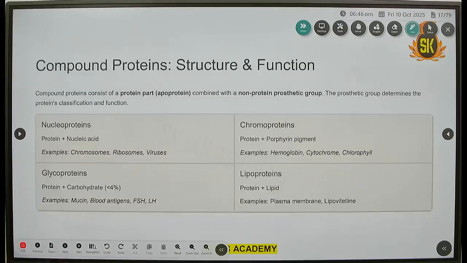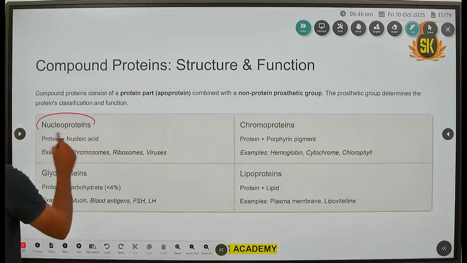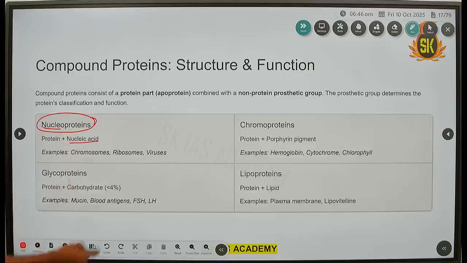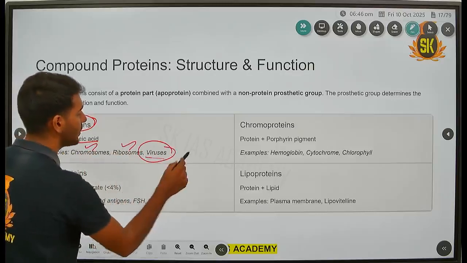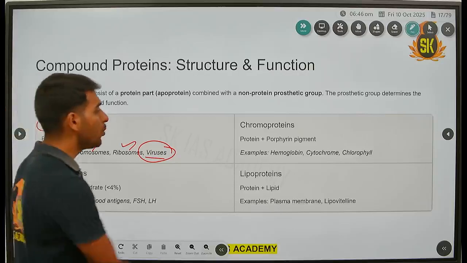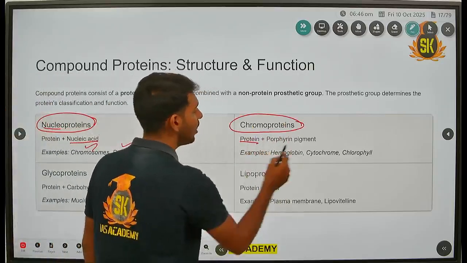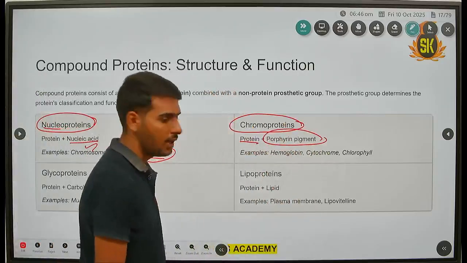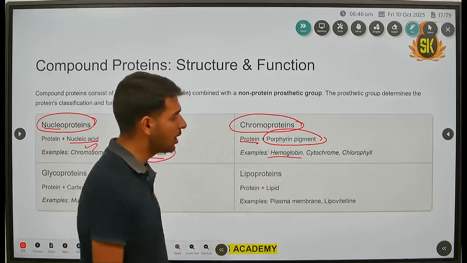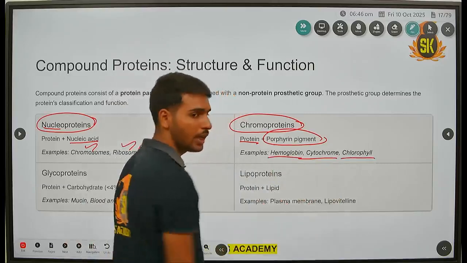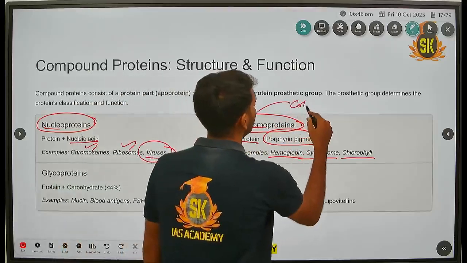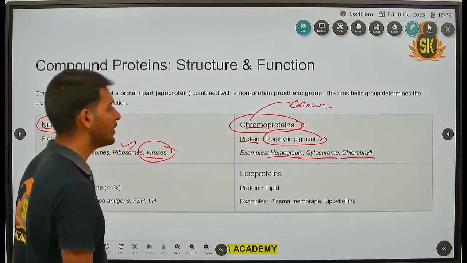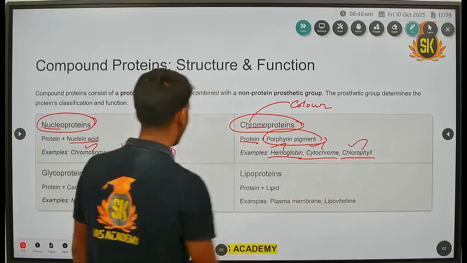Now we'll move on to compound proteins, structure and function. Nucleoprotein: nucleic acid is present with the protein. We have chromosomes, ribosomes, and viruses are also included here. Chromoproteins: protein plus a porphyrin pigment, such as hemoglobin, which has the red pigment, cytochrome, chlorophyll. Whenever you get chromo, it means color, so it talks about pigmentation. Easily you can remember hemoglobin, cytochrome, chlorophyll.